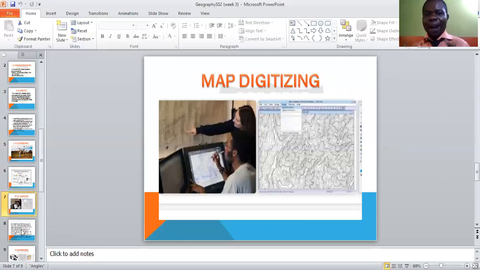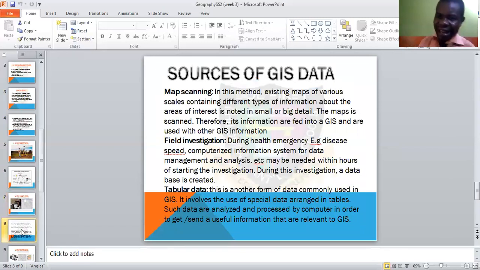Another source is map scanning. When the input comes, before it comes, it could be through scanning the existing maps of different scales, which contain different types of information about the area of interest, noted in small and big detail. The map is scanned. You say, okay, this is what we have, then you scan it. The information is fed into a GIS and used with other GIS information. You get information, you scan it, and it is being digitized.